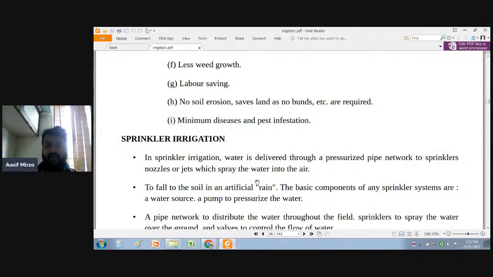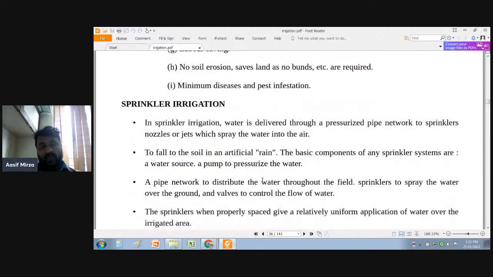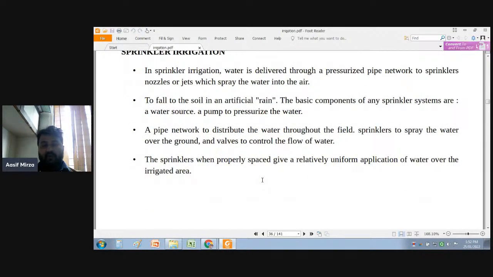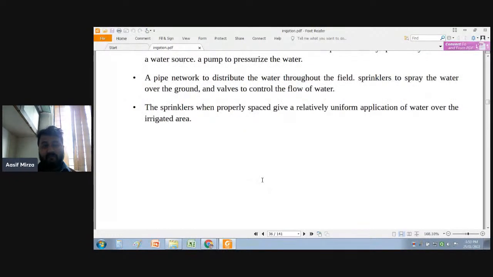In sprinkler irrigation, water is delivered through a pressurized pump network to sprinkler nozzles or jets, which spray the water into the air. The water falls to the soil as artificial rain. The basic components of any sprinkler system are a water source, a pump to pressurize the water, a pipe network to distribute the water throughout the field, sprinklers to spray the water over the ground, and valves to control the flow of water. The sprinklers, when properly spaced, give a relatively uniform application of water over the irrigated area.